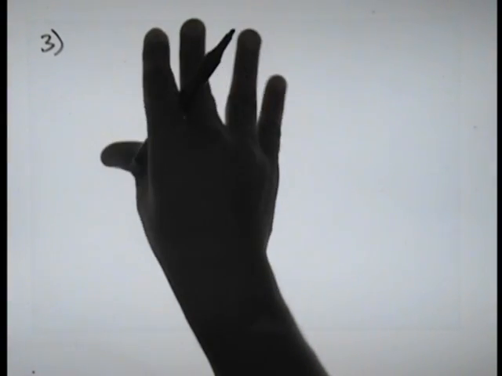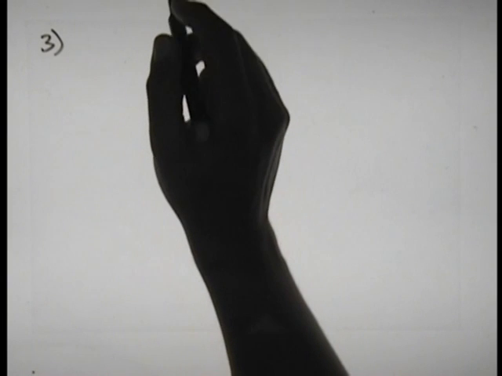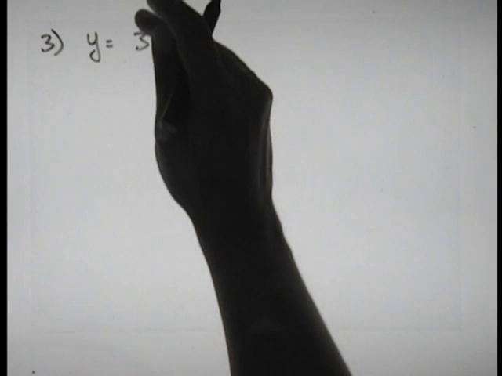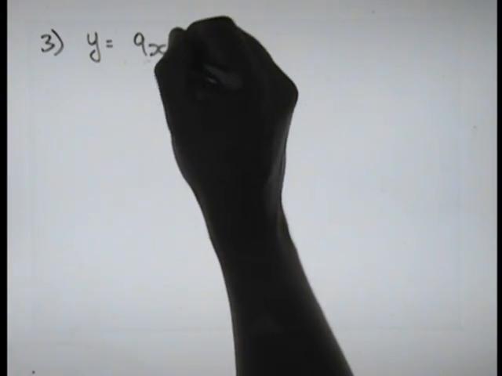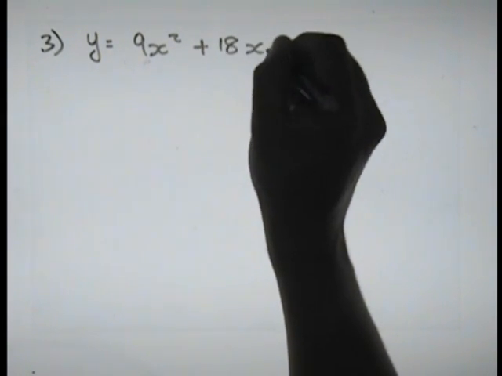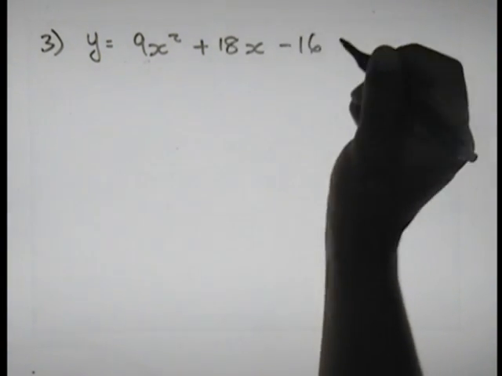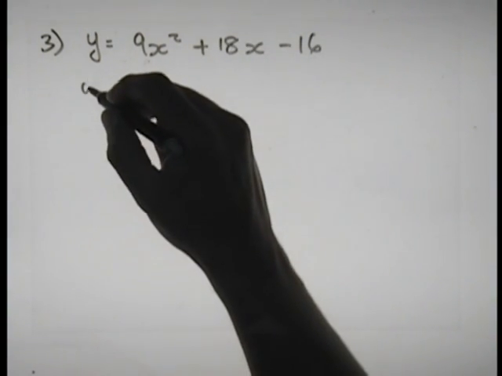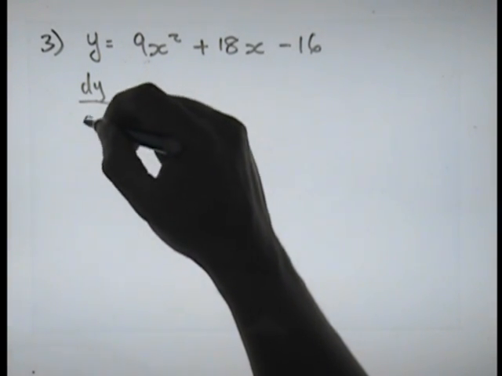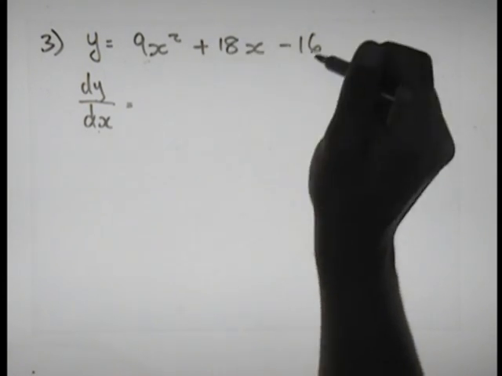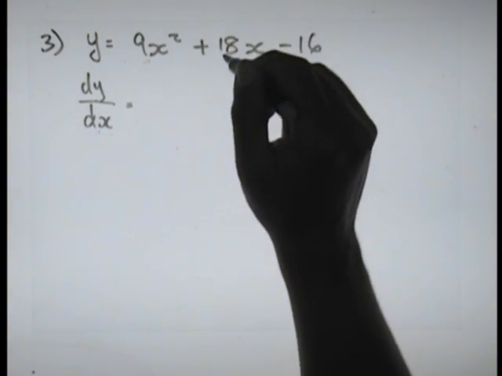From the third one onward, I wanted you to differentiate using any means you know how. Number 3 reads y is equal to 9x squared plus 18x minus 16. Now for this one here, you could maybe use first principles, but for the next two, first principles are going to be very difficult to do. There is another technique we have of differentiating. It's a very easy way.